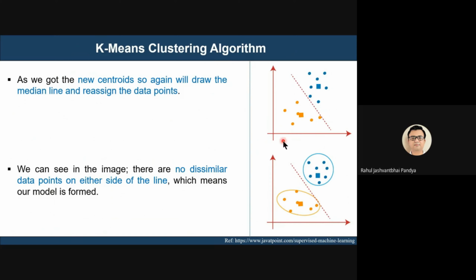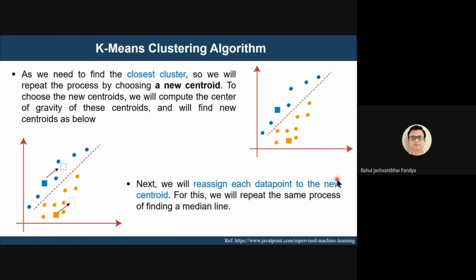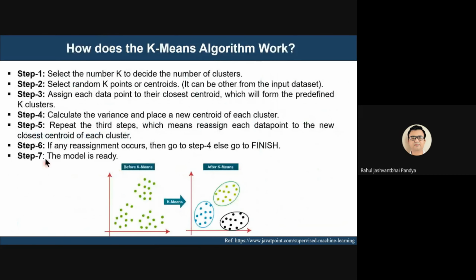Look at this, the position of the separation line changed when I moved my centroid, by checking the variance of the distance. Using that, we keep reassigning the points again. Step number 6 is, if any reassignment occurs, then we go to step number 4 again, calculate the variance and place the new centroid for each cluster, then again repeat step number 5. So you keep circling between steps 4, 5, and 6.